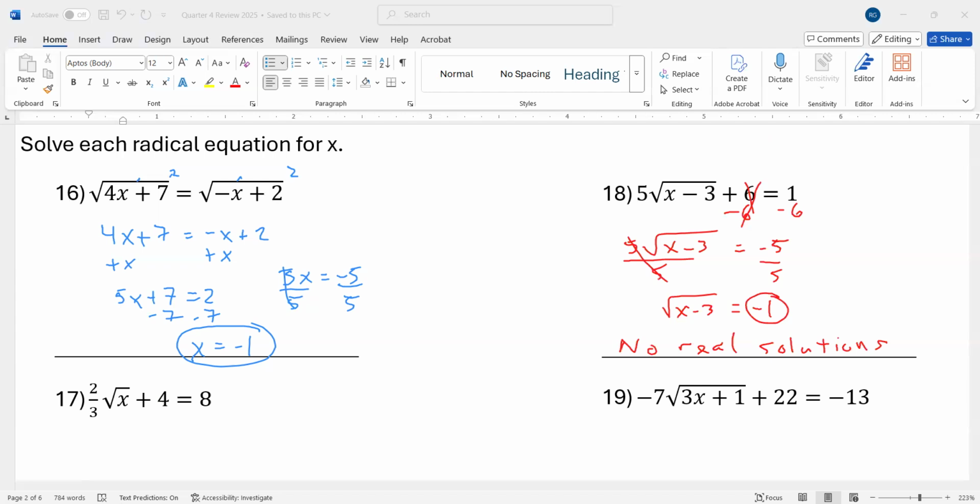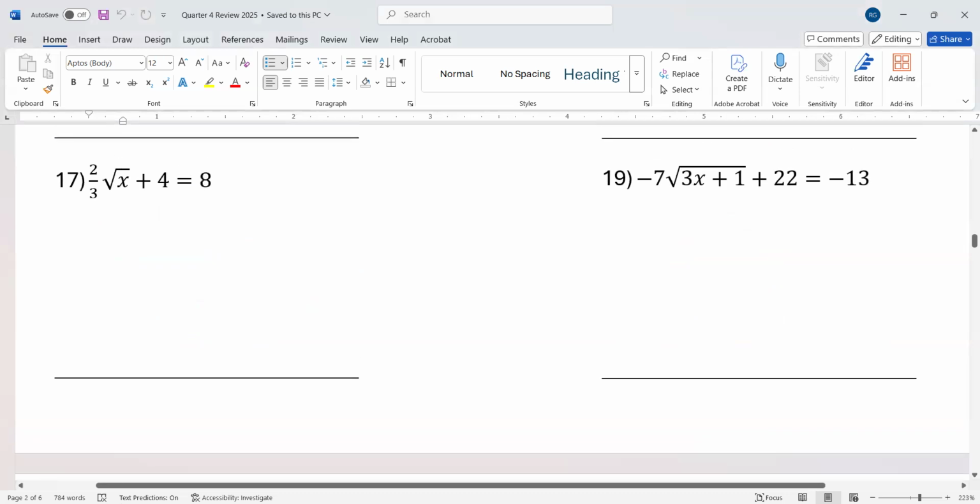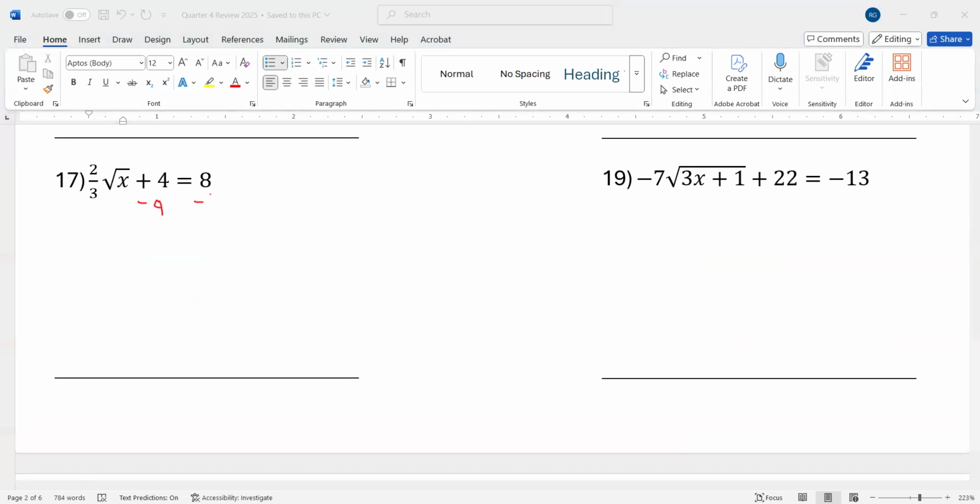Okay. 2 more for this video. Number 17. Got to get rid of the 2/3 and the 4. So I'm going to subtract 4. So it's 2/3 radical x equals 4. I'm going to go ahead and multiply by 3 to cancel the 3 on both sides. So it's 2 radical x equals 12. And divide by 2. So I get radical x equals 6.